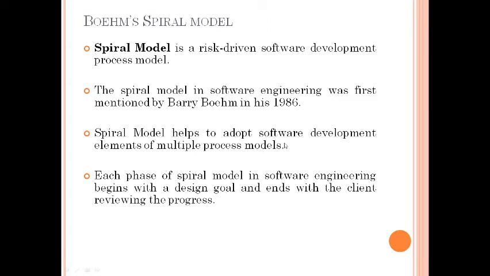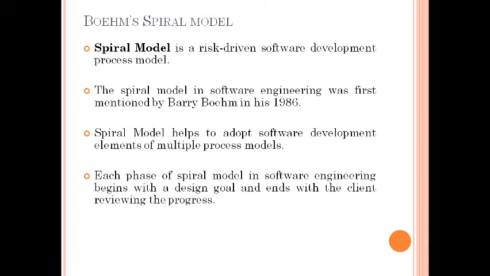It adopts software development elements of multiple process models. It is not restricted to a small project which can finish in a month or two. Using Boehm's spiral model, software can be enhanced for a year. Why am I saying a year? Because new requirements keep on being added, and they are not going to affect the earlier work we have done. Each phase of the spiral model begins with a design goal and ends with the client reviewing the process. That is how the process works.